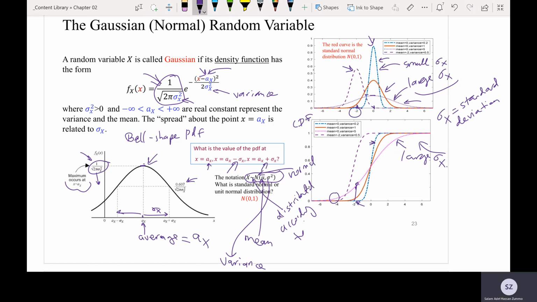The last point is that when the mean is different, then the CDF will be located in a different place. Here, you see they all cross at 0.5, whereas here the whole location is different because the mean is different. Next time, inshallah, we'll continue more.